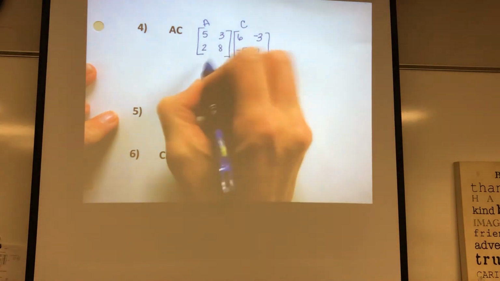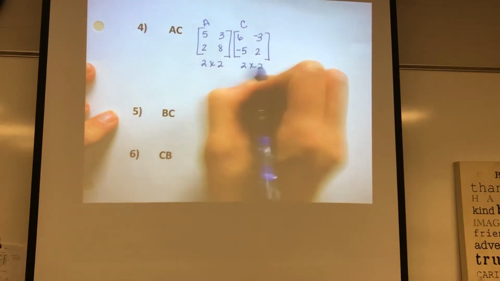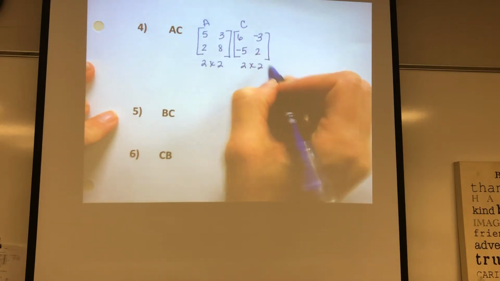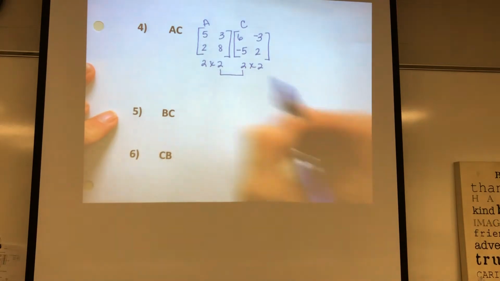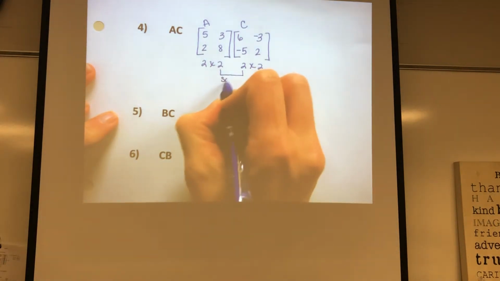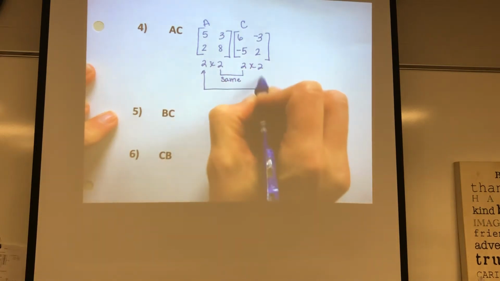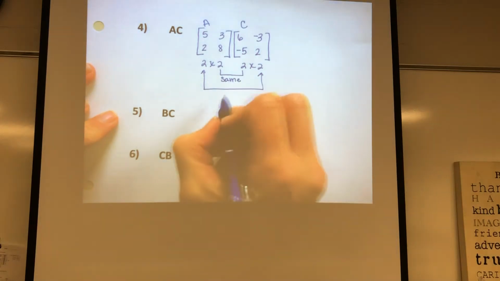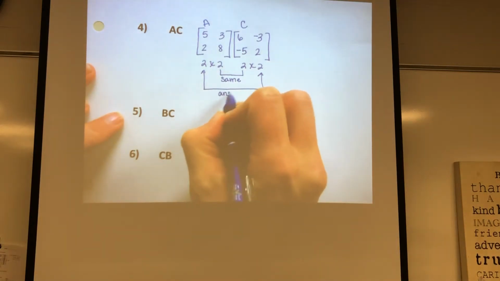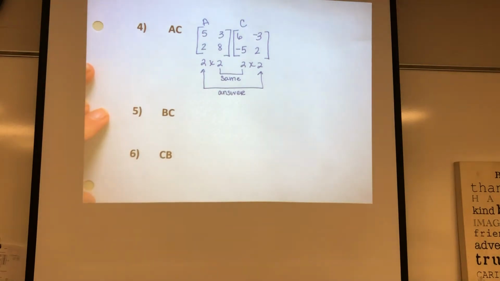In order to multiply, you have to check the dimensions. They don't have to be identical all the way across, but the middle two numbers have to be identical. So 2 and 2 have to be the same. The outside numbers don't have to be the same. They are in this case, but they don't have to be. But they tell you the dimensions of your answer. So we know that our answer is going to be a 2 by 2 matrix.